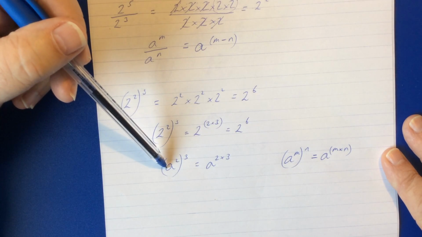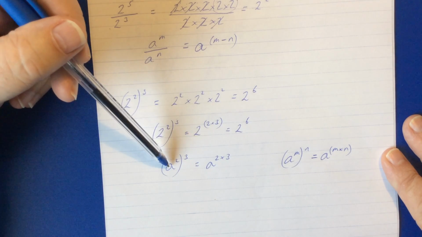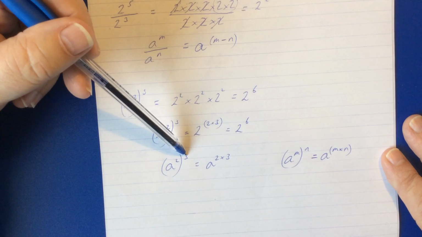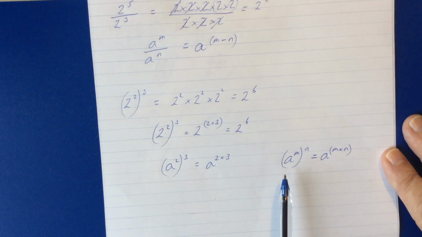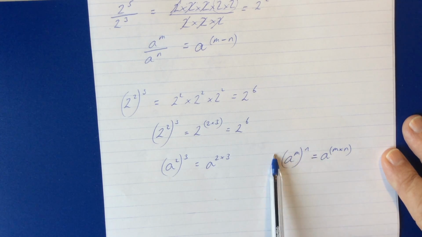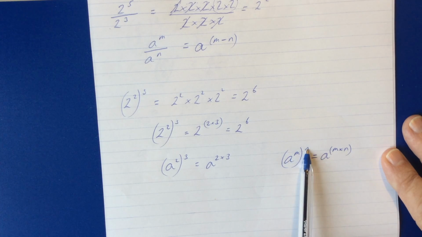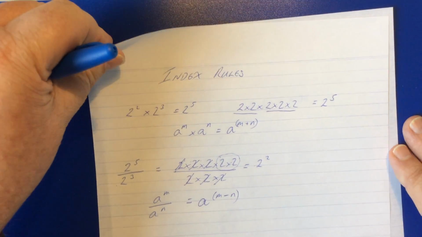If you want to see it with a letter in here, the same thing happens. A to the power of 2 to the power of 3 is a to the power of 2 times 3. And written completely algebraically, this is what it looks like. Where you have that bracket, you multiply, you do not add. Okay? Right. Let's see what awaits us on the next page.